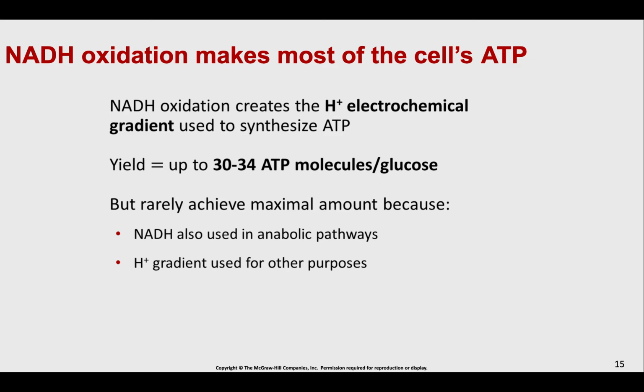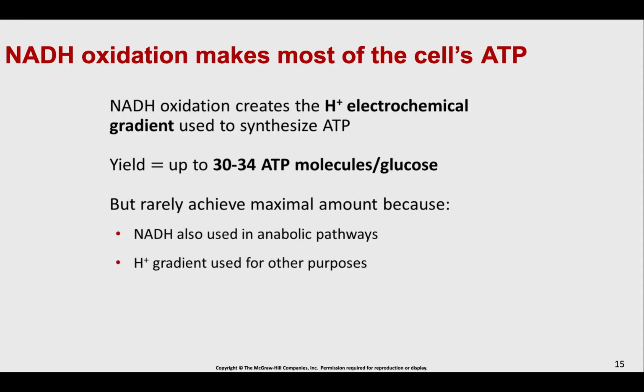We're rarely going to get 30 to 34 ATP because the cell is going to use NADH in other processes and other pathways that it has to go through in just regular cellular functions. It's also going to utilize that proton gradient that was set up after NADH was oxidized in order to run other pathways, other purposes as well.